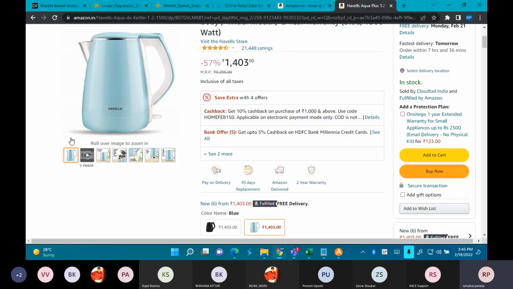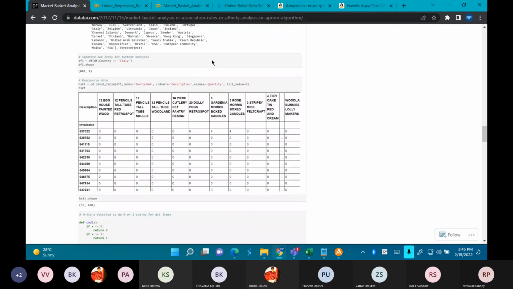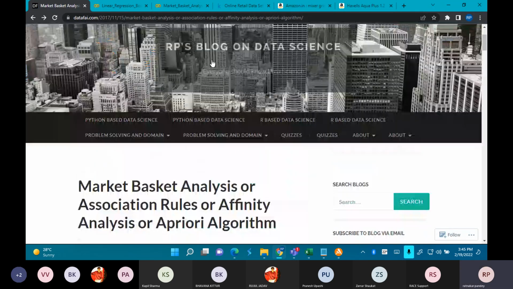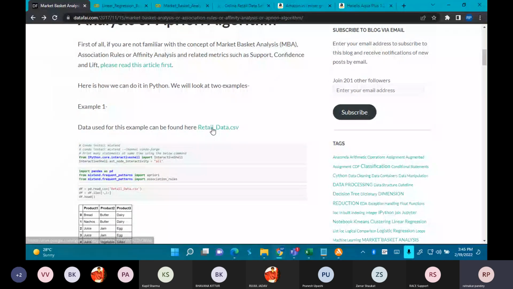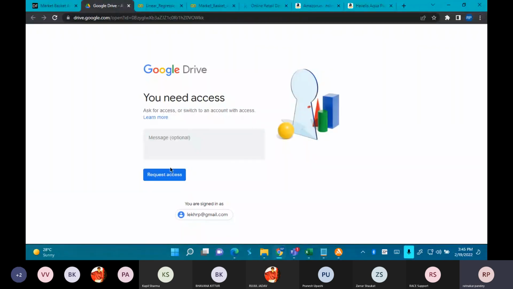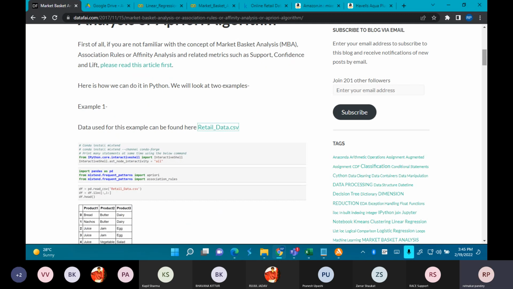Okay, let's continue. So this is the first unsupervised learning algorithm besides the PCA. PCA is also unsupervised. So if you go in this file, you'll have to download this data, retaildata.csv. Let's go ahead and, I don't have the access. Which account I have signed in?